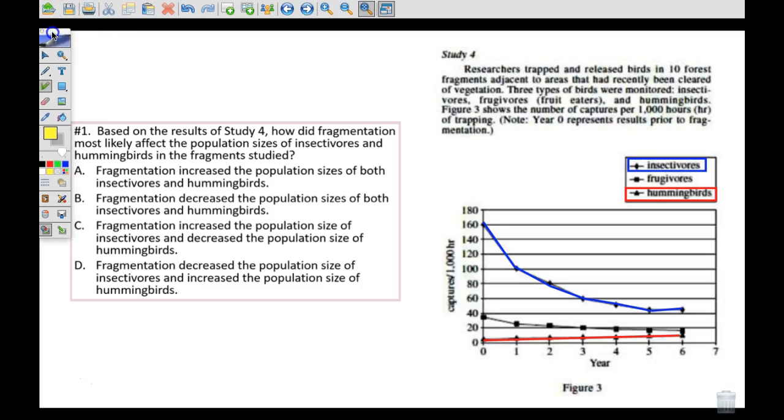In our first question, it asks, based on the results of study 4, how did fragmentation most likely affect the population sizes of insectivores and hummingbirds in the fragment studied? So looking at my graph, I see that for insectivores, the population went down, but for hummingbirds, the population went up. So insectivores decreased and hummingbirds increased. So D is the best answer for question number 1.